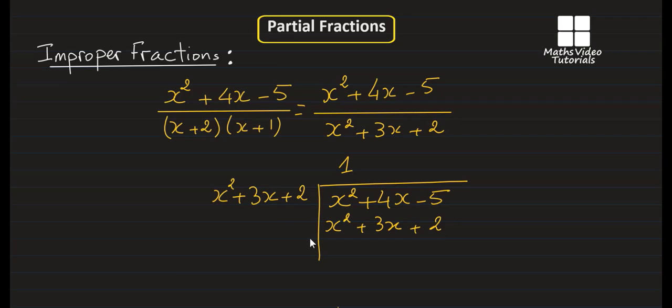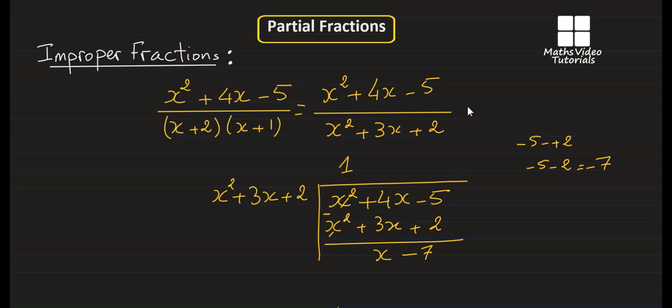And the next step is to subtract the 2 lines. So you can see the x squared is eliminated, or 0x squared. Now we have 4x take away 3x, that's just x or 1x. Then negative 5 subtract 2. Negative 5 subtract positive 2 is the same as negative 5 take away 2, which is negative 7. So this is our remainder. This is the whole part.